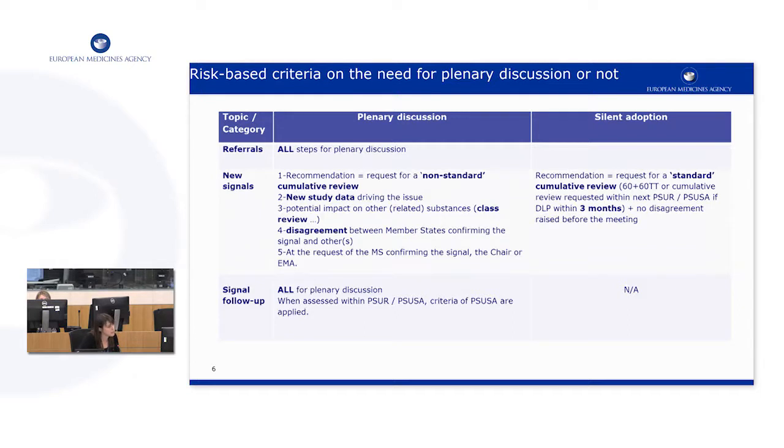Now, in terms of signals, we have to distinguish the new signals from the signal follow-up. These are, by the way, captured in our agenda under section 4, the signals, while referrals are 2 and 3. So back to signals. When we have a new signal, we expect that every recommendation, because as you know, each time it's discussed at PRAC, it's a recommendation. So even if there is a signal follow-up, it will be a further recommendation. But basically, or I should actually start by the silent adoption.